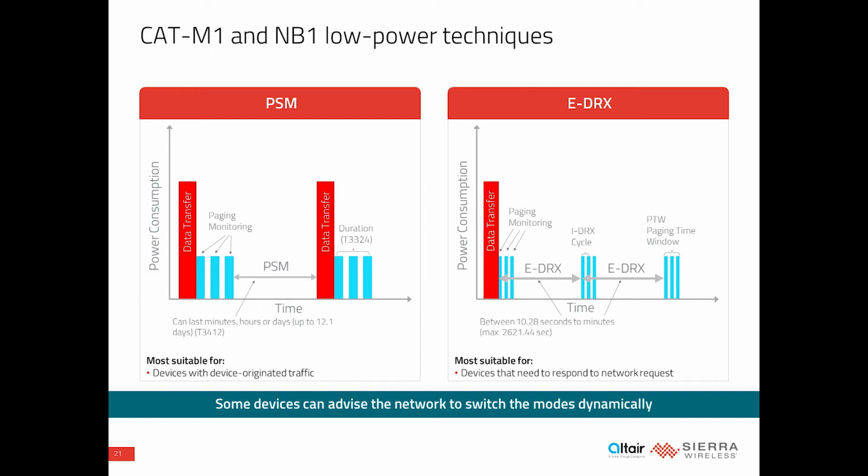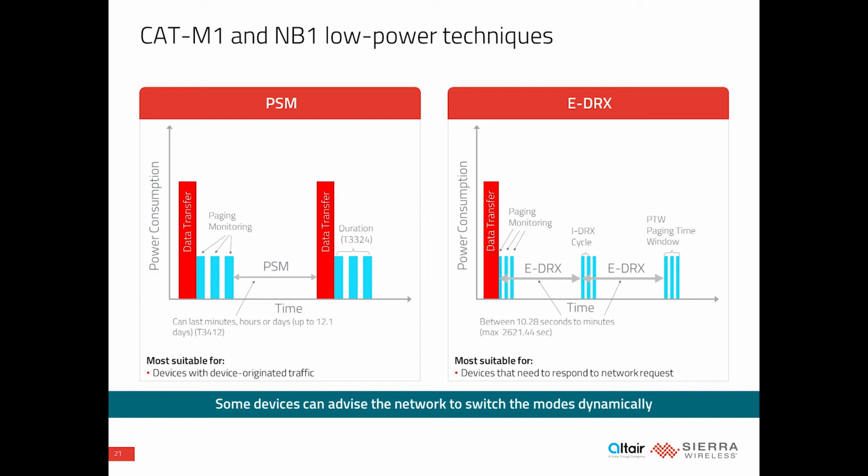eDRX is a slightly different animal. In eDRX, the device is registered to the network all the time, and therefore it can respond to network requests. However, you can increase the paging cycle, or the latency that you allow the network to trigger the device, and by doing so, you save power. For example, if I want to open a door from my smartphone, I cannot wait for 10 seconds for the signal to come in. However, if I want to program a new irrigation program to my computer in my backyard, then of course I can wait 10 or 20 seconds to do that, and this will not impact my user experience while helping significantly with the power consumption of the device.